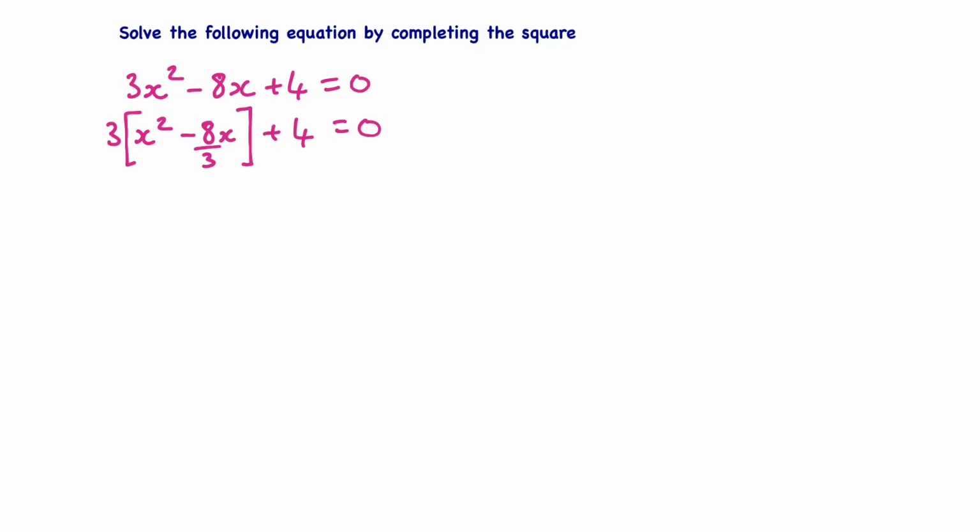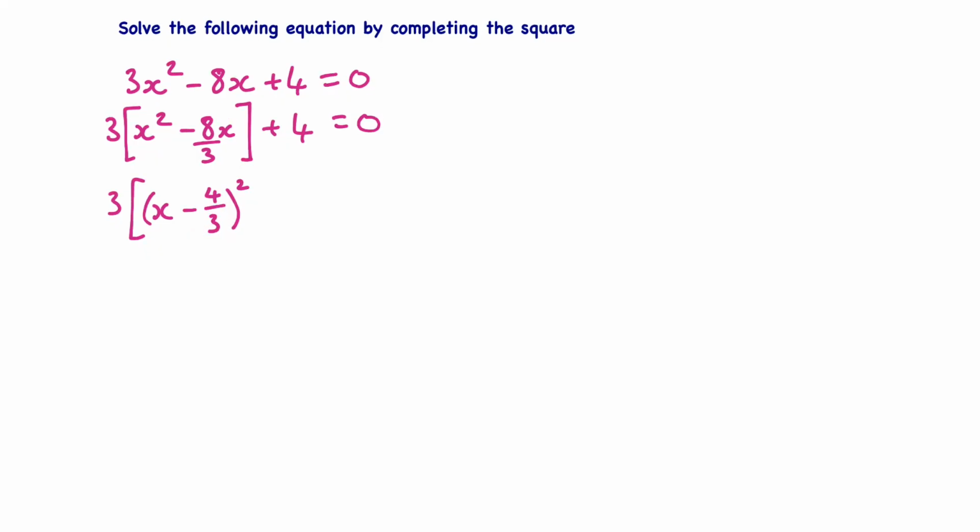I will then complete the square for x squared minus 8 over 3x. So I will half the coefficient of the x, which gives me 8 over 6, because I'm halving a third. At this stage I'm going to simplify this fraction to make it easier, so it's actually 4 over 3. I'm then going to square the 4 over 3 and subtract it. Then I will bring down my plus 4.